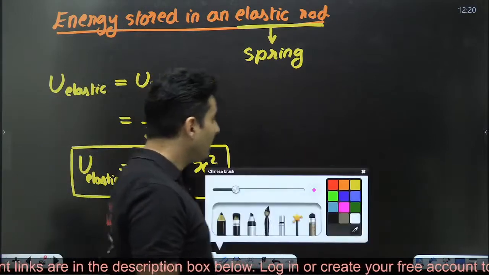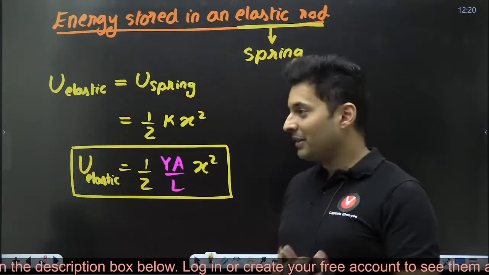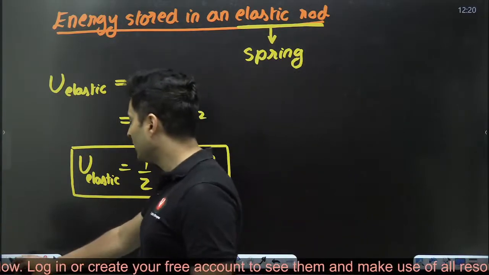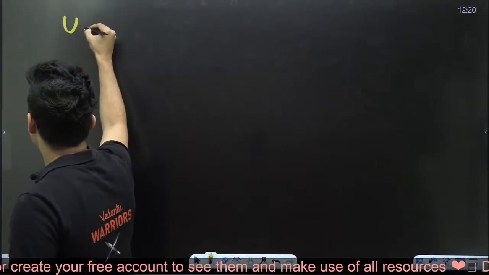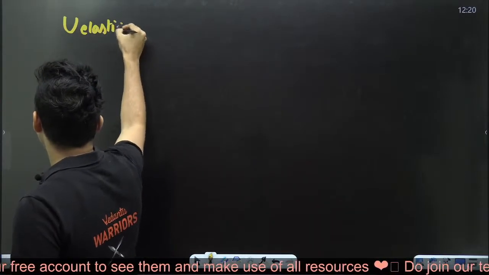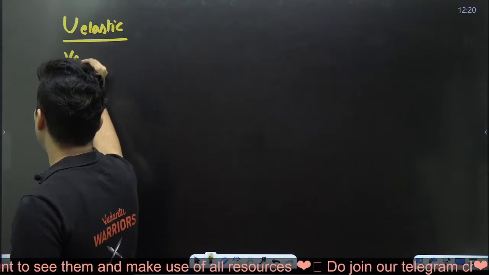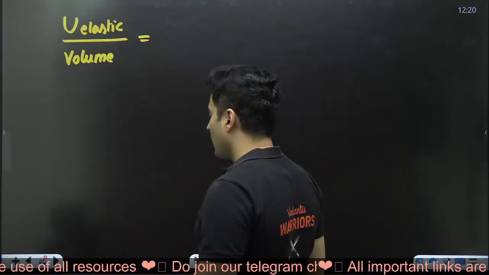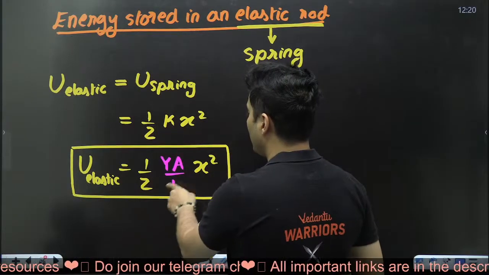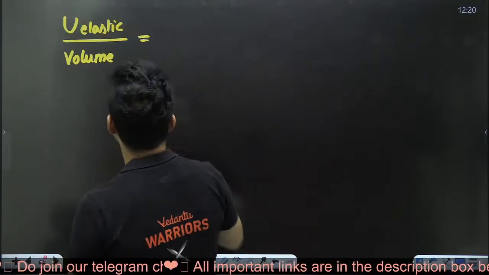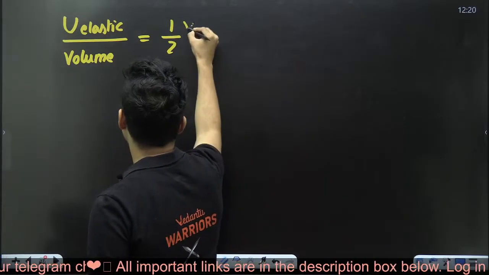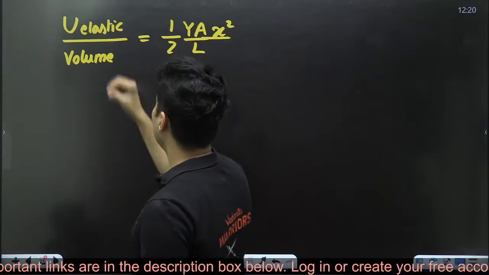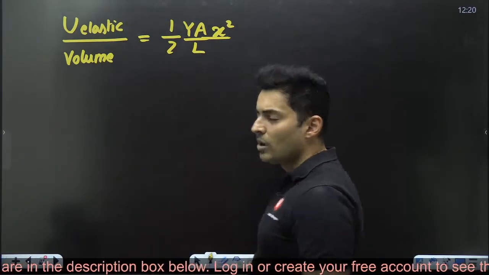Not just this, we can do one more change to this, and you will see the formula looks even simpler. Let me show that to you on the next slide. So the elastic potential energy, whatever I got, what if I divide it by the volume of the rod? Look at this, half YA by L into x square. So this is the elastic energy divided by the volume of the rod.